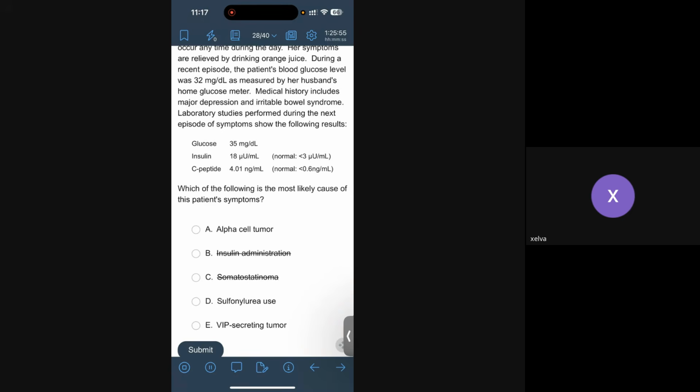Alpha cells produce which hormone? Glucagon. And which hormone is elevated in this patient? Insulin. And insulin is produced by the beta cells. Now we are left with two options, D and E. D, sulfonylurea, and E, DIP secreting tumor. Which one is going to be the right answer?